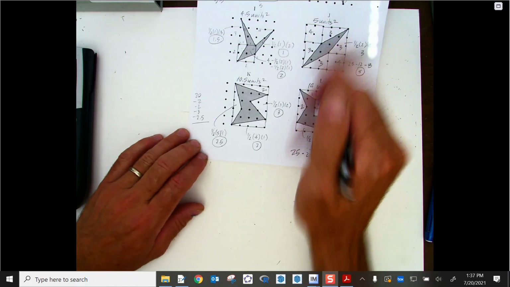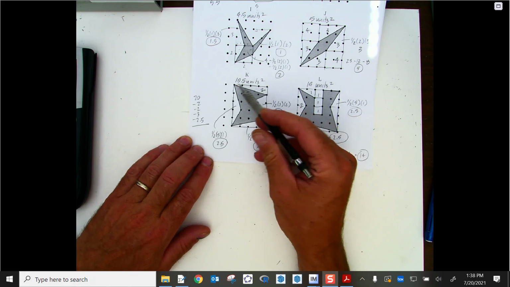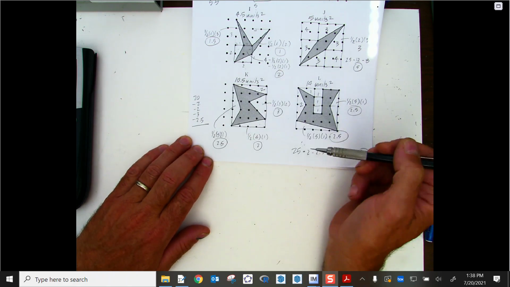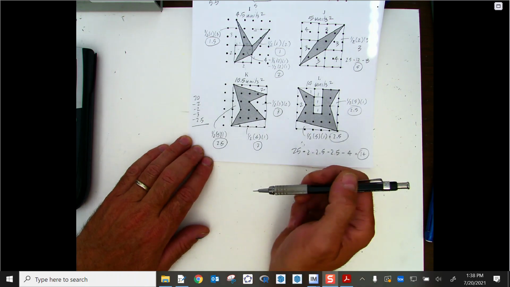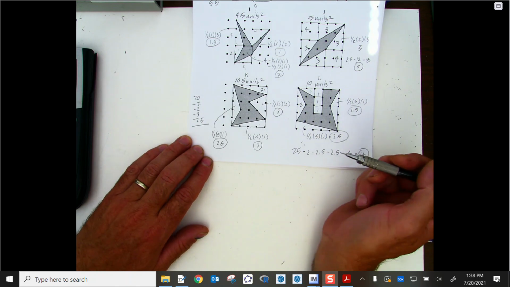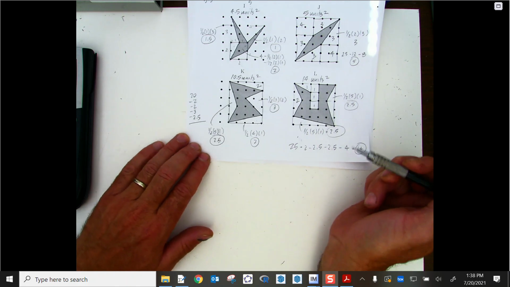Let's see, the last two, I did a smaller bounding rectangle. It was a 4 by 5 bounding rectangle, so I start with 20 units, and then I subtract away 2, 3, 2, and 2.5 square units to get to my answer of 10.5.